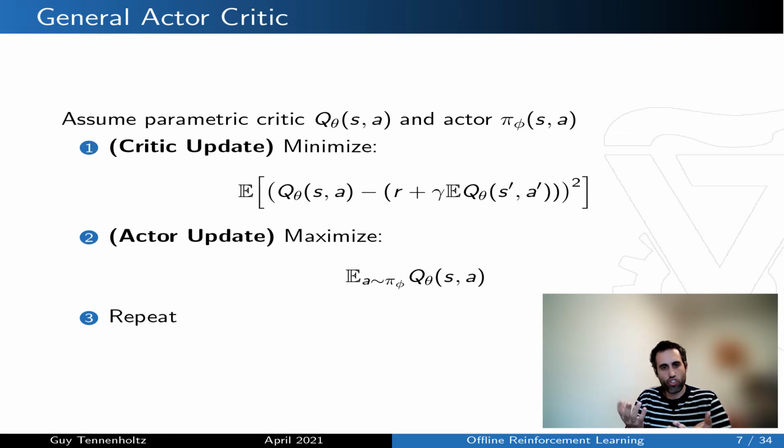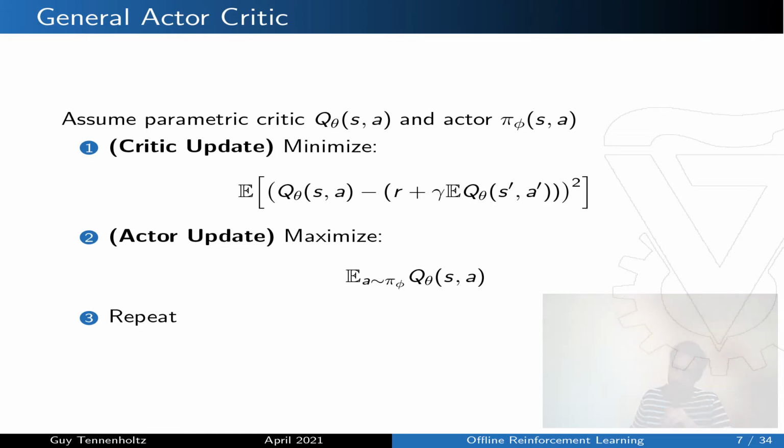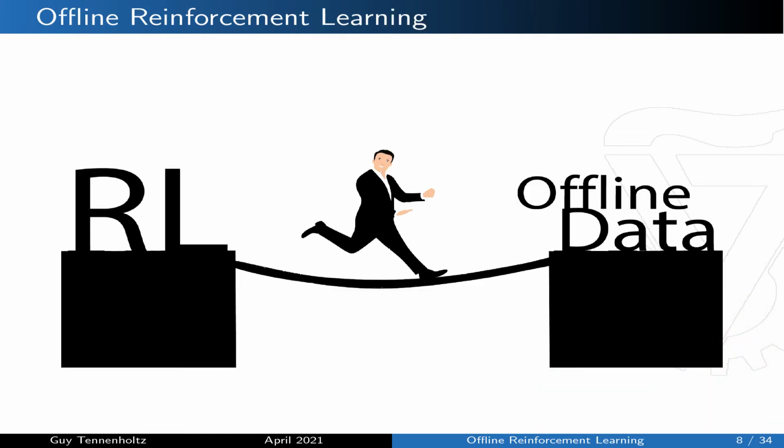So this is like a general actor-critic framework that we'll return to later in our offline setup that can learn an optimal policy. Now, what we want to do in this tutorial, we want to talk about offline reinforcement learning. We want to talk about reinforcement learning when only offline data is available to us.